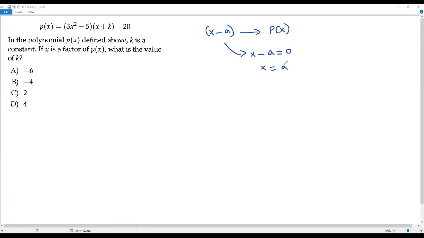Now I have to plug in the value a for x into the polynomial function. When I do so, I must get the result 0. So when I plug in a for x into the polynomial function, if I get the result 0, then I can decide that x − a, the linear expression, is a factor of this polynomial P of x. This is the factor theorem, what we have discussed so far. Now we can use this factor theorem to solve the problem.